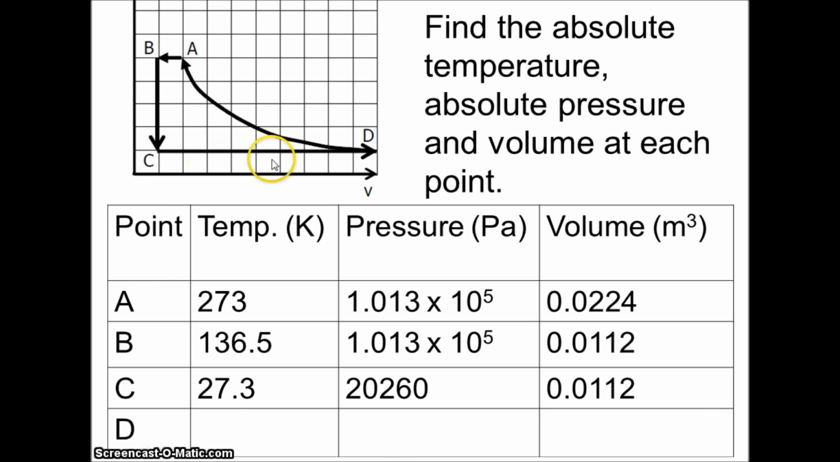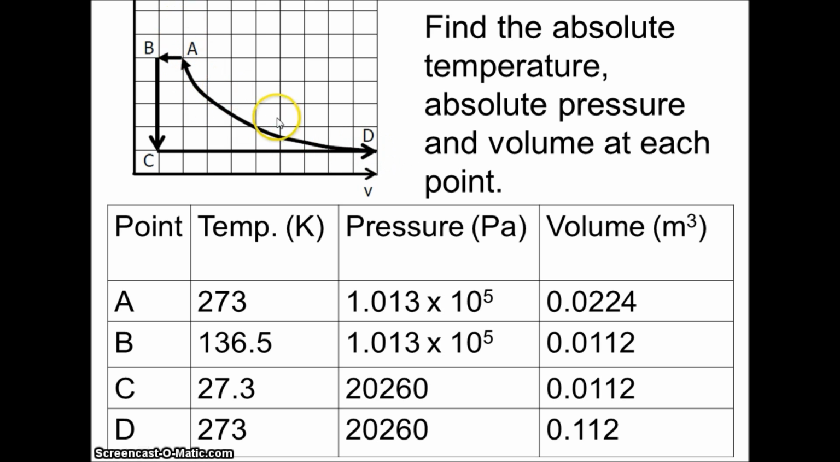Going from C to D, the pressure stays the same, so it's going to be 20,260 pascals. The volume increases by a factor of, let's see, 2, 3, 4, 5, 6, 7, 8, 9, 10. So the volume is going to be 10 times as much, or 0.112. We can then solve for the temperature using the combined gas law. If the volume increases by a factor of 10, the temperature increases by a factor of 10, so we're at 273 Kelvin. So both D and A are at 273 Kelvin.